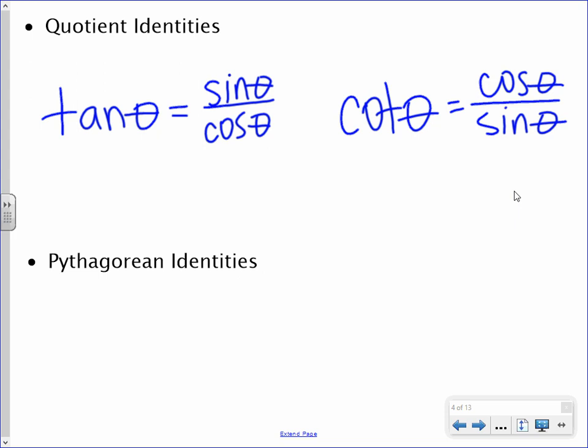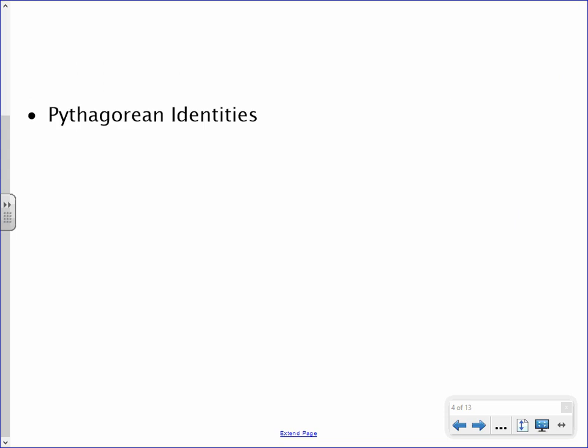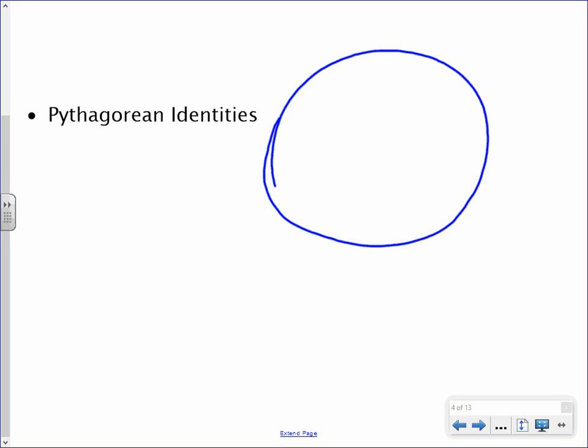Okay. Our last set of identities, your third question on the quiz, are the Pythagorean identities. What do you think that has to do with? The Pythagorean theorem. Okay. You don't need to draw this, but I want to show you where this comes from. A decent circle, right? Okay, this is our unit circle.